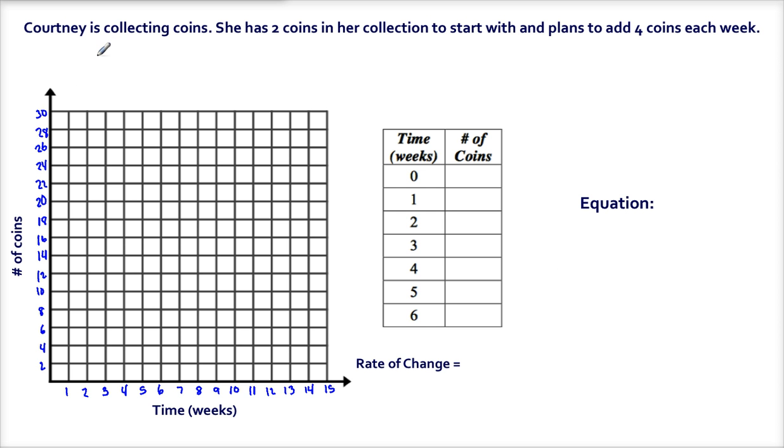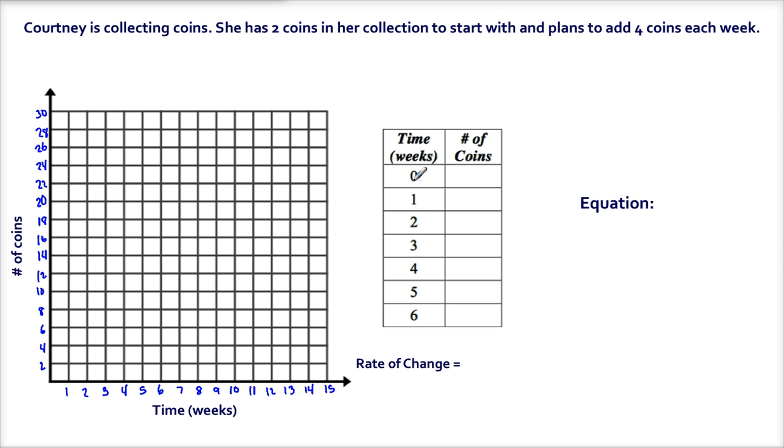The context of the problem says, Courtney is collecting coins. She has 2 coins in her collection to start with and plans to add 4 coins each week. Now it's our job to take this context and fill in the graph and the table and the equation. I've told you before, the best thing to start with is always the table, because the table will provide all the information that we need for the graph and the equation. So let's start with the table.